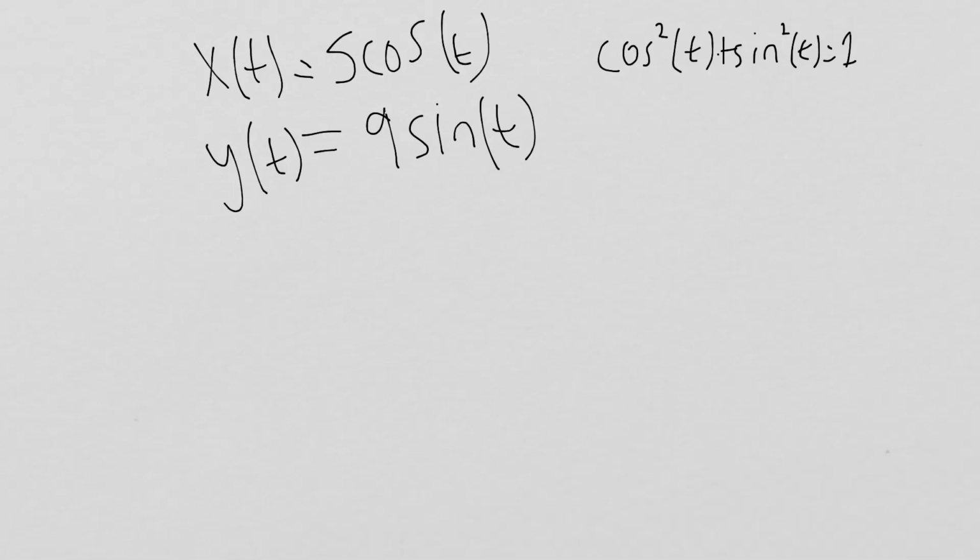To convert our parametric equations to Cartesian form, we're going to use the fact that cosine squared plus sine squared equals 1. That's the Pythagorean trig identity. So we know what x is and we know what y is. x is 5 cosine t, y is 9 sine t.